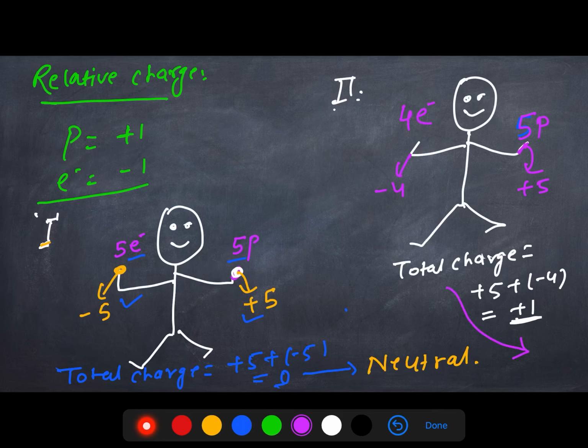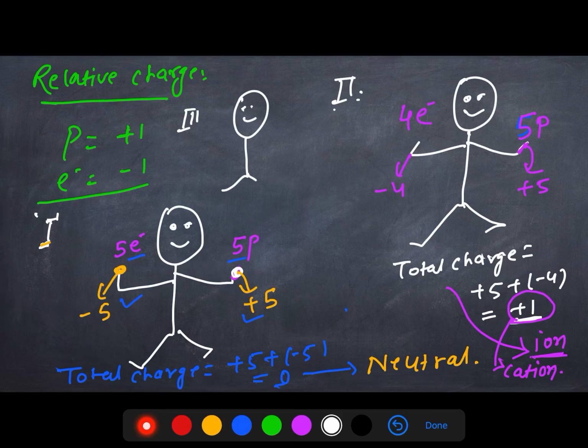Right? Fine. Now, in this case, if you replace this person with an atom, is this atom neutral anymore? No, this atom will not be neutral anymore because it is going to show a net charge of plus 1. So has the atom become an ion? Yes. Which ion has it become? Of course, the positive charge, so cation. Right.